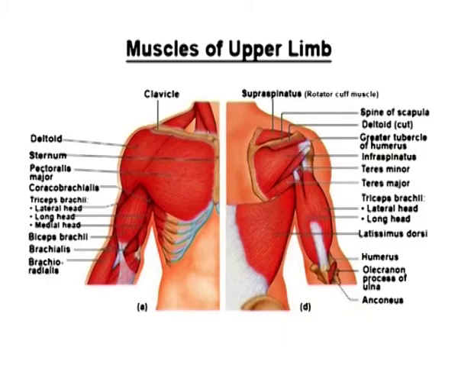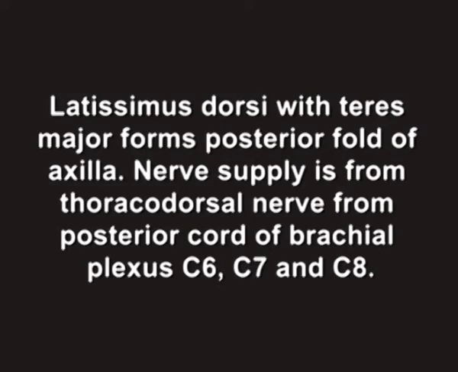Muscles of upper limb. Latissimus dorsi. It is a large triangular flat muscle extended over lumbar region and lower half of thorax from spine of lower 6 thoracic vertebrae, inferior to trapezius. Latissimus dorsi with teres major forms posterior fold of axilla.